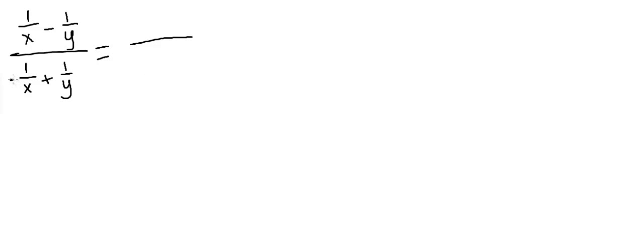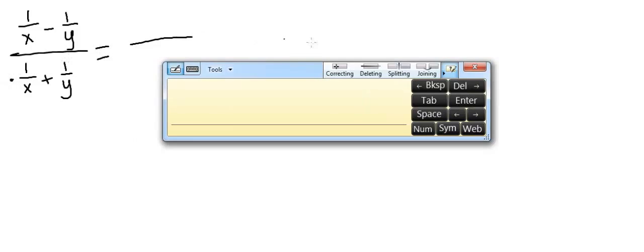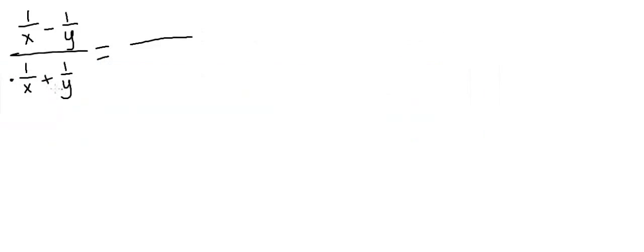So I'm going to multiply this by y over y. So over there, I'm going to get y over xy. And then I'm going to multiply this by x over x. So I'm going to get x over xy. Okay, and the numerator is going to be the same.